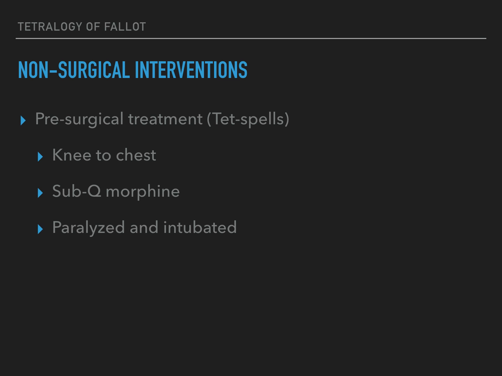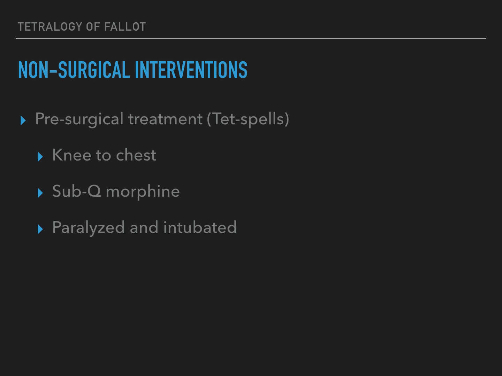Children who do not require immediate surgical intervention can often have TET spells. When under stress, like stooling or crying, the child's demand for oxygenation will increase, and because supply cannot keep up with demand, the child becomes cyanotic. The first intervention is to correct the problem, such as changing the diaper, comforting the child, feeding the child, but also pushing the knees up to the chest.